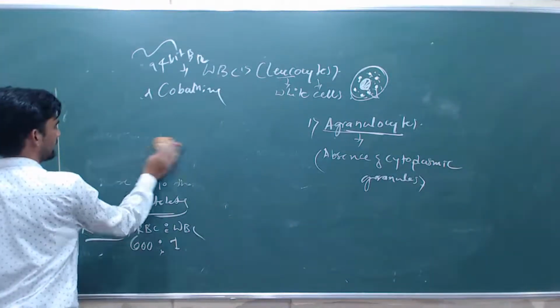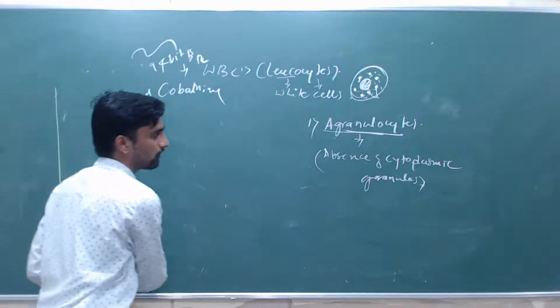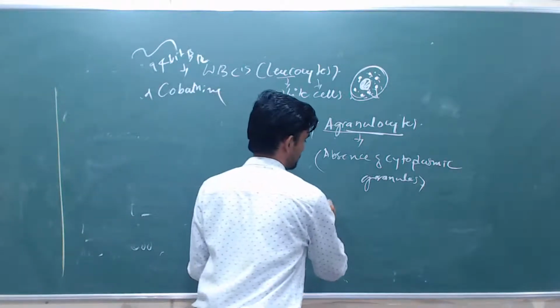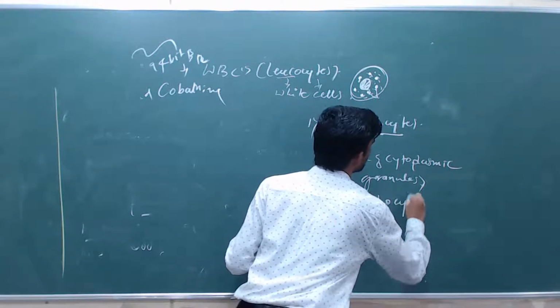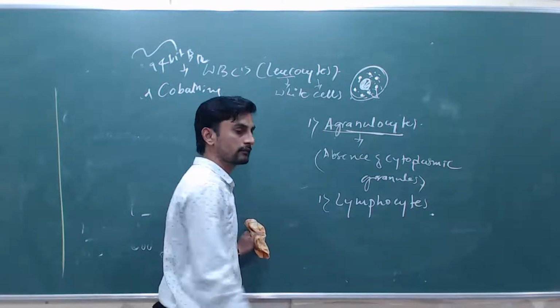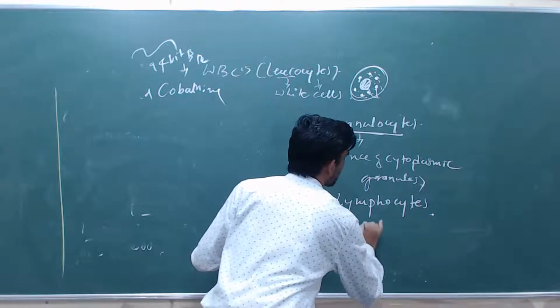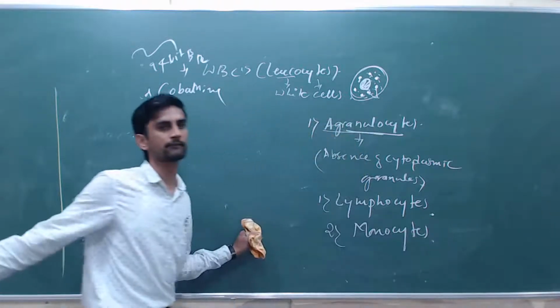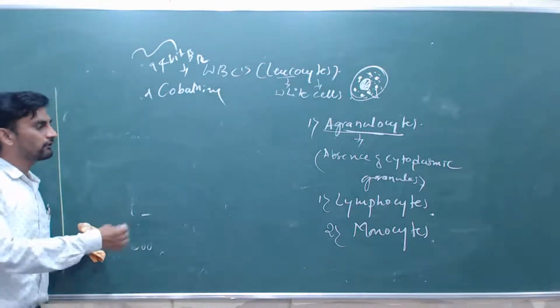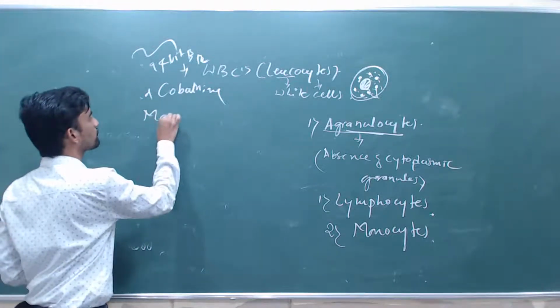Agranulocytes are mainly of two types. What are those? First one is called lymphocytes. Second one, monocytes. So I will take one line of information about monocytes.